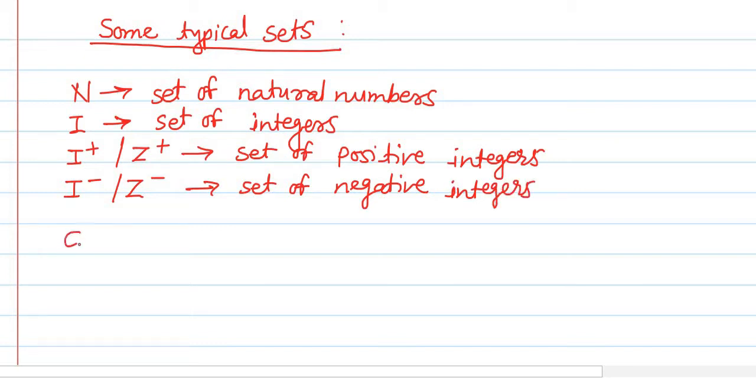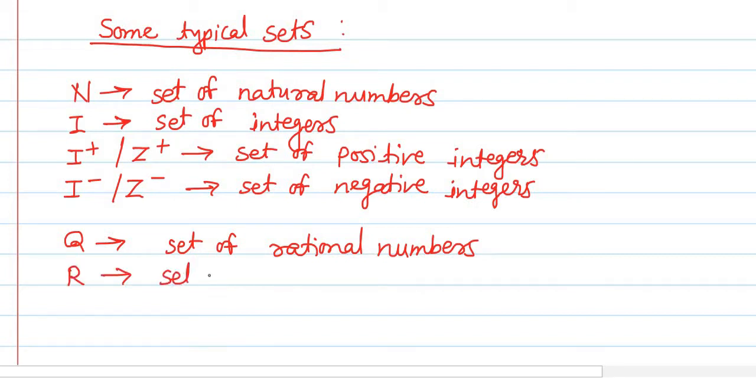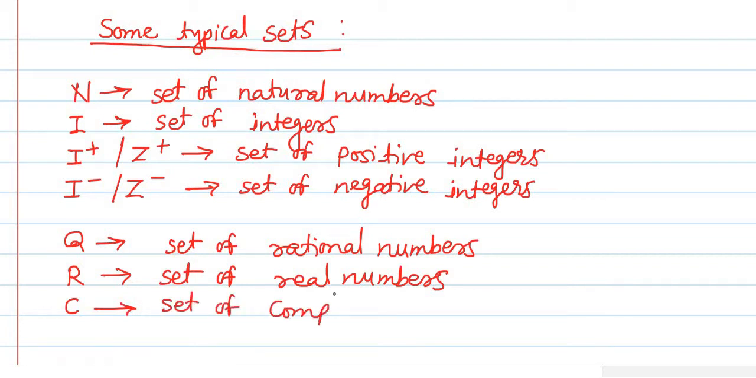Next one, the set of rational numbers we denote by the letter capital Q. So capital Q denotes the set of rational numbers. Next one, the set of real numbers we denote by the letter capital R. Set of real numbers. And the set of complex numbers we denote by the letter capital C. Set of complex numbers.